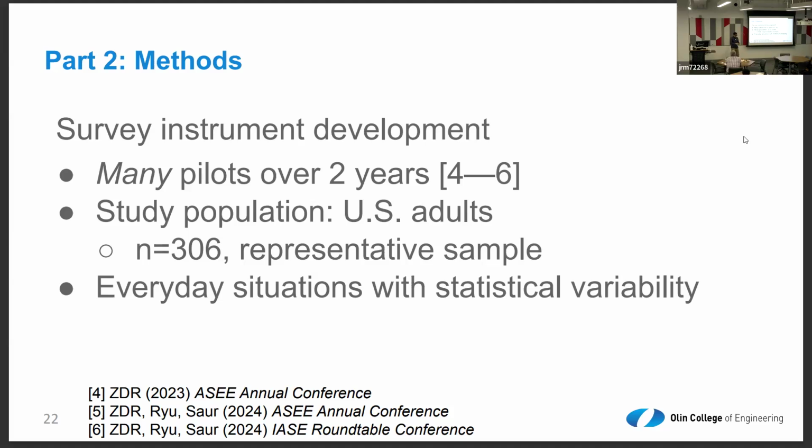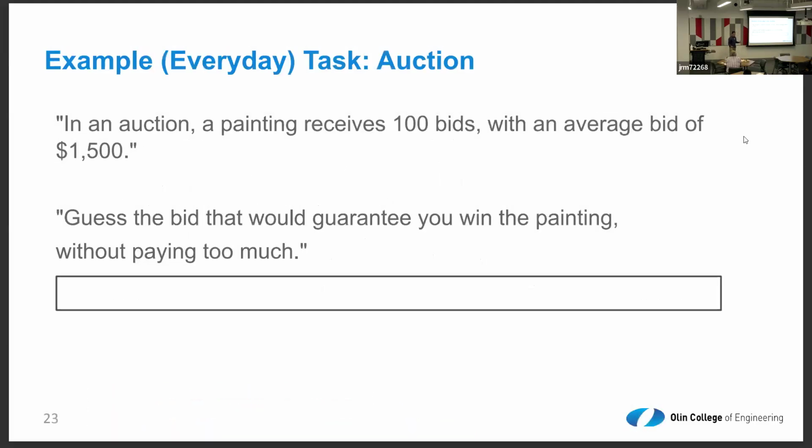And because we were looking not just at engineering problems anymore, we actually had to design tasks that are really everyday scenarios that happen to have statistical variability. Here's one example of that. Let's imagine we're doing an auction. So in an auction, a painting receives 100 bids with an average bid of $1,500. Guess the bid that would guarantee you win the painting without paying too much.